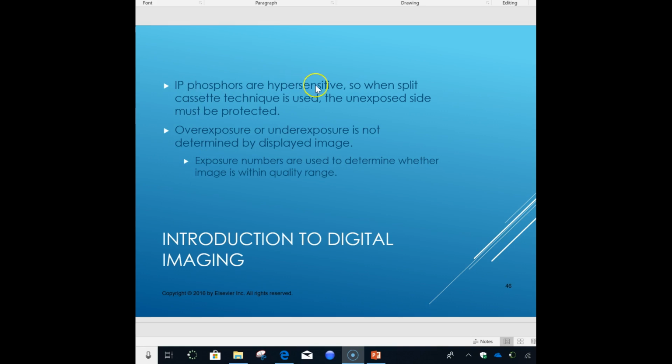The IP phosphors are hypersensitive, so if you split the cassette, technique is used. The exposed side must be protected. We don't use that too much anymore. Normally we just use 2 IPs. We take 2 images on 2 separate IPs.